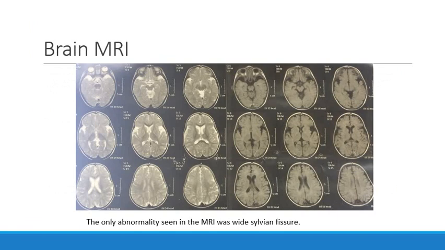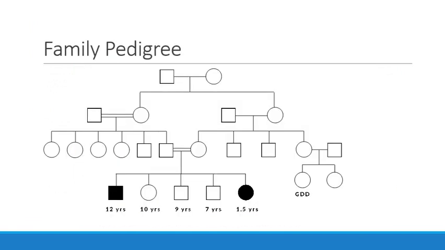This is the family pedigree of the patient. It demonstrated that both parents were consanguineous, and they had 5 children. 2 of them were affected, and 3 of them apparently were normal, going to school, and they have a normal intellect.